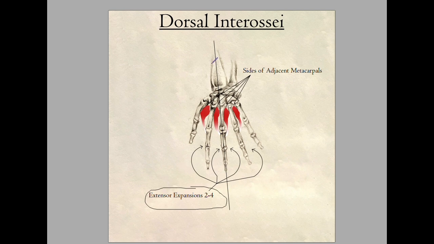So what does that tell us? That tells us that this dorsal interossei, these dorsal interossei muscle, what can they do? They can extend these digits. Whoa, okay? They can extend these digits, but specifically where?